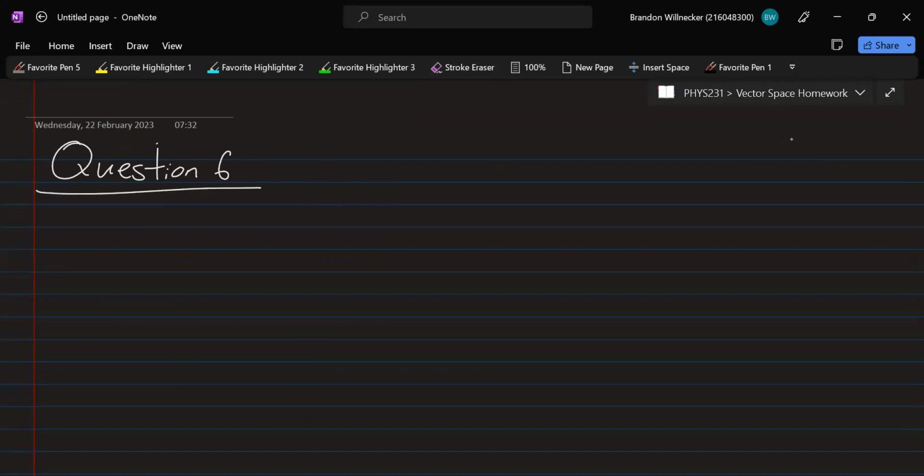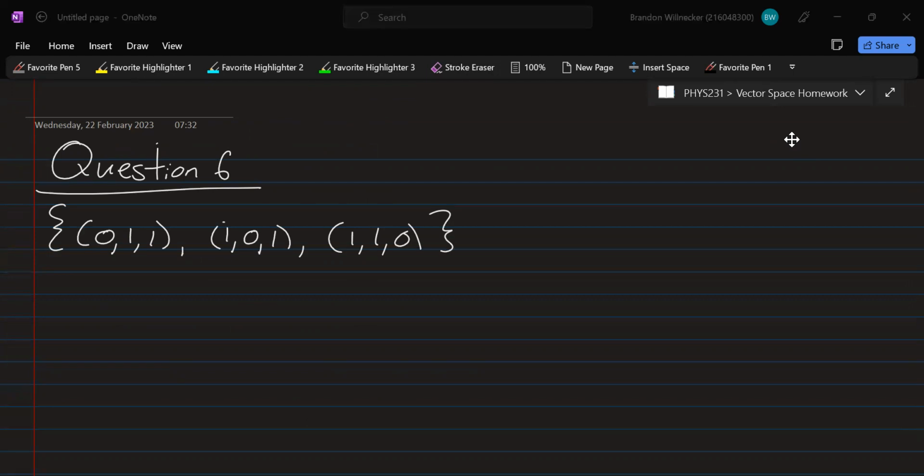Okay, so this was proving that a given set is a basis for R3. So we've got the set (0, 1, 1), (1, 0, 1), (1, 1, 0). Okay, and the claim is that this is a basis for R3. So how do we show that something's a basis? First, it must be a generating set, and second, it must be a linearly independent generating set.